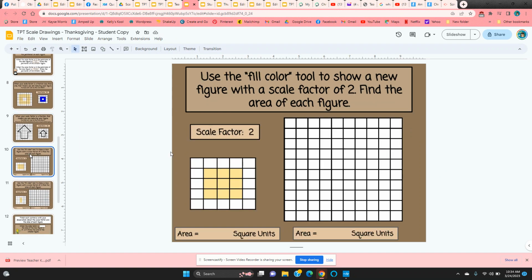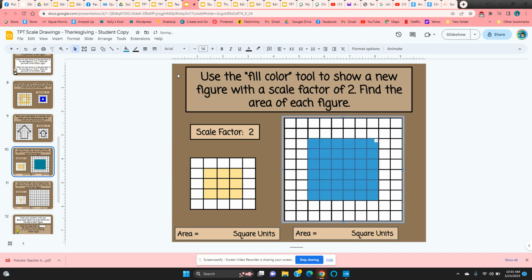The next couple of slides look at area. This is a pretty simple figure. You have a 3 by 3, so it's now going to be 6 by 6. It's a little bit different with the area. The area of the smaller figure is 9 square units. The area of the larger figure is 36 square units.